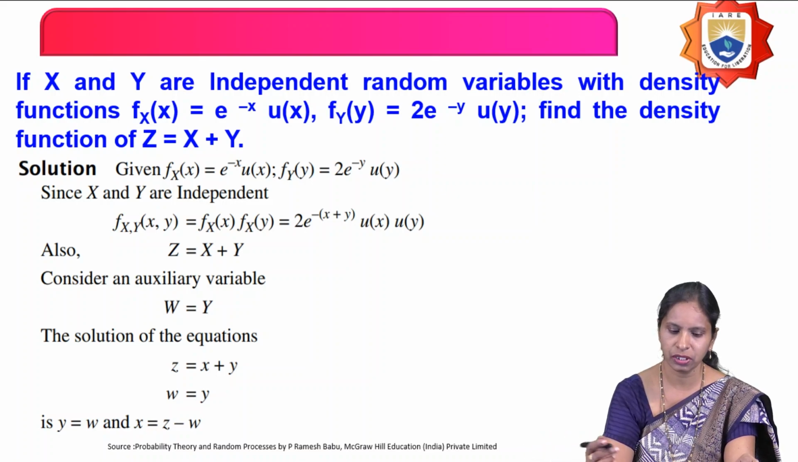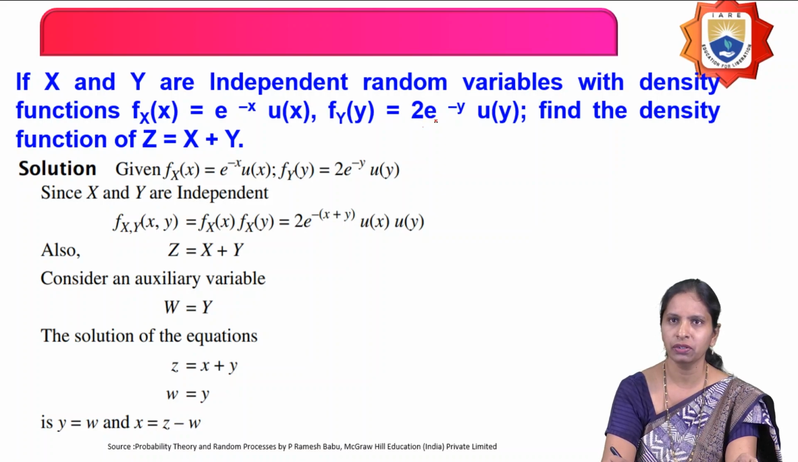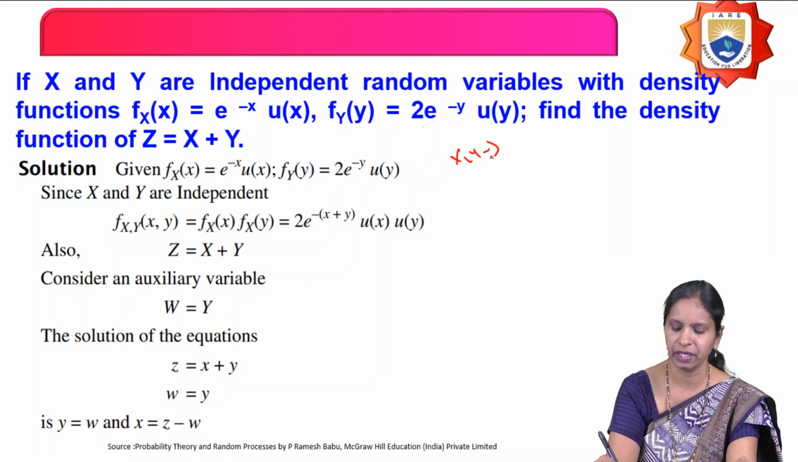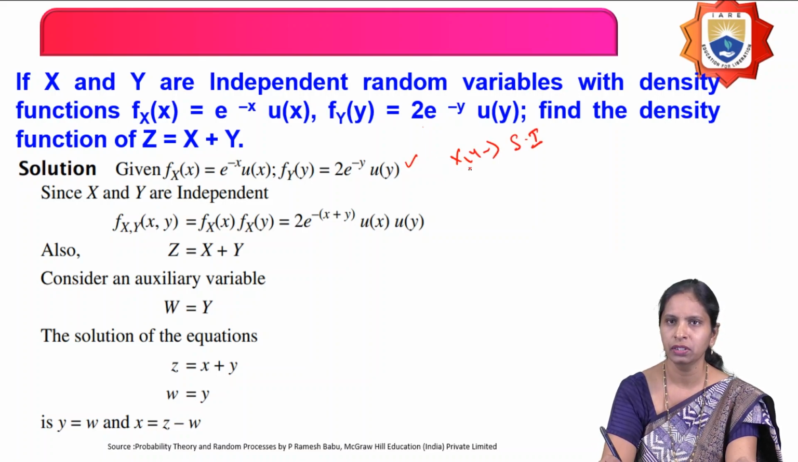So we'll go for the next question. They have given: if x and y are two independent random variables, the density function f x of x is equal to e power minus x into u of x, and f y of y equals 2 into e power minus y into u of y. Find the density function of z equals x plus y. So the two random variables x and y are statistically independent, and they have given the density function of the two random variables x and y. After that, they have given that they are independent.